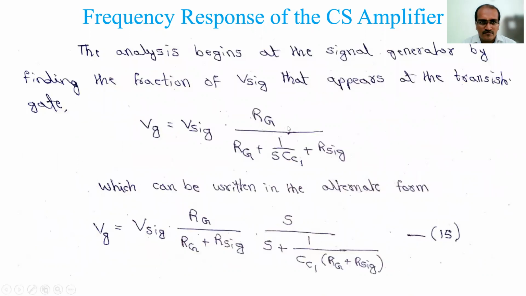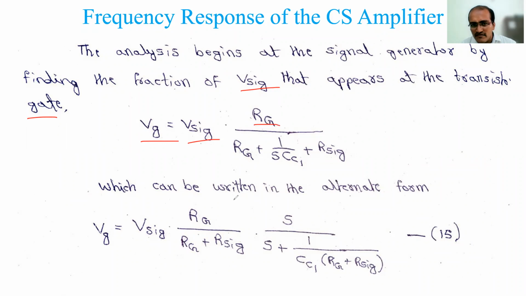Now we'll start the analysis, the equation part. As I told you, I will be doing that in 3 parts. The analysis begins at the signal generator, by finding the fraction of V signal that appears at the transistor gate. The transistor input is the gate, no? Before the gate, the voltage that comes, we call it VG. I have denoted it there. So that is given by V signal into RG. We are measuring the VG across RG divided by the total resistance.